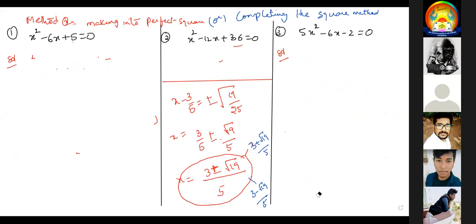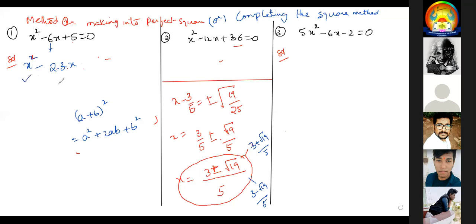So look at the first one: x square minus 6x plus 5. First is x square. Try to write this as 2 into 3 into x. What is the a plus b whole square formula? a square plus 2ab plus b square.